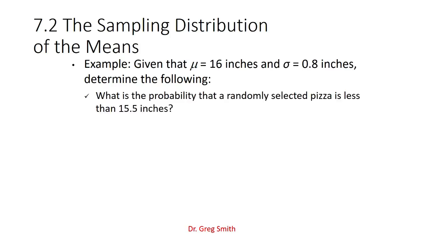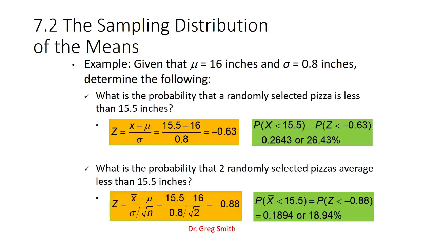So with that, let's take a look at something like this, where we say, okay, the pizza example. What's the probability that a randomly selected pizza is less than 15.5 inches? Sample of 1 drawn. What's the chance that you draw that one pizza that's less than 15.5? Let's go over here and look at the z calculation. I would take 15.5 minus mu divided by sigma 0.8, and I would get a z value of negative 0.63.